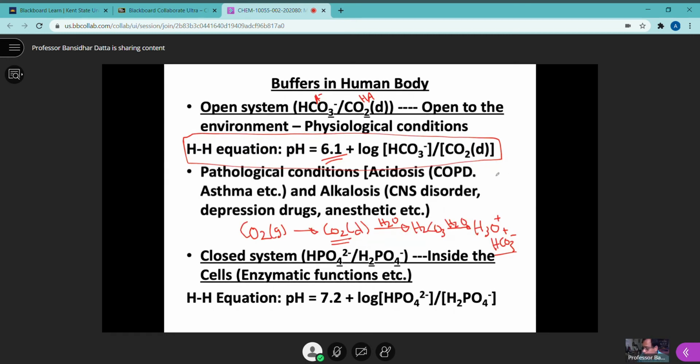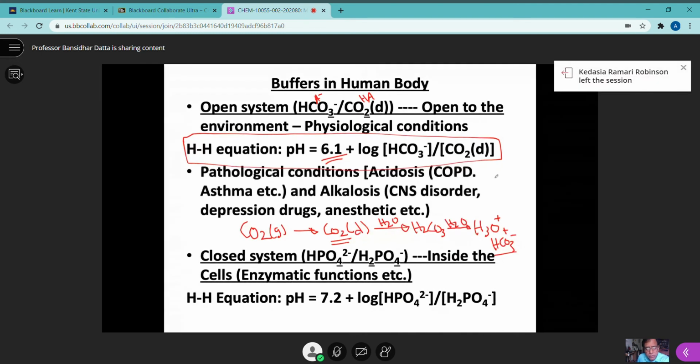Someone asked the people, how do you define an excellent buffer, a good buffer? Does anyone know? A buffer is an excellent buffer when the required pH is close to the pKa. Please write down. An excellent buffer is defined as a mixture of solution, right? A solution containing a weak acid and a conjugate base that has a pKa very close to the required pH, very close to the required pH.